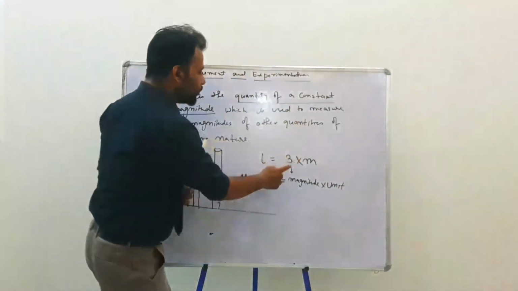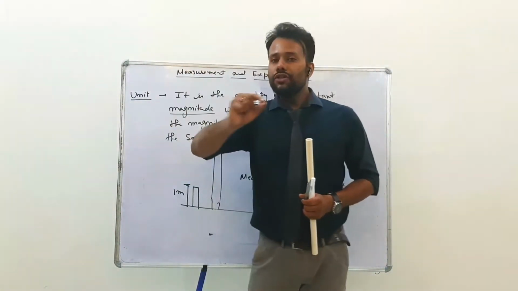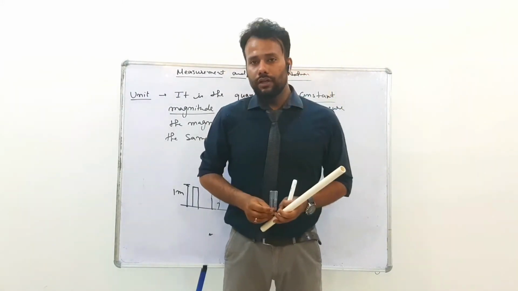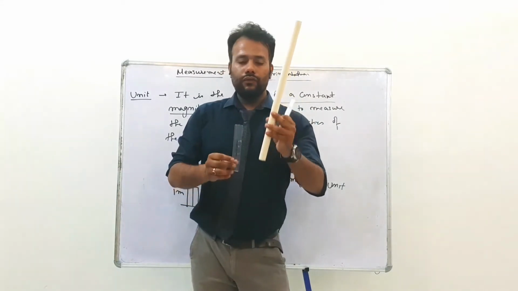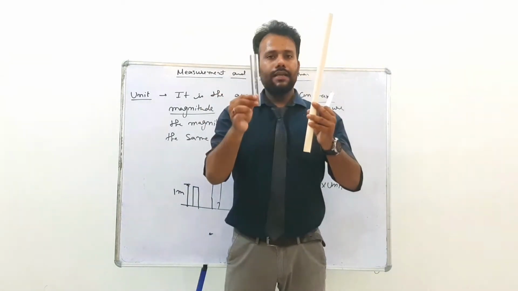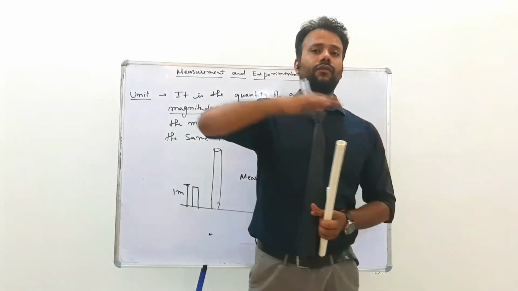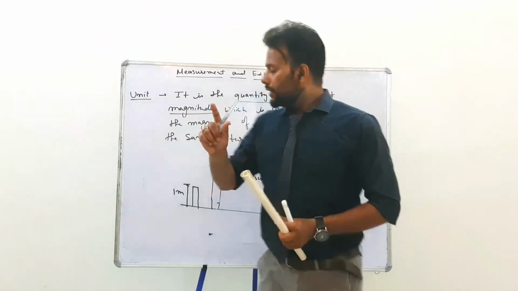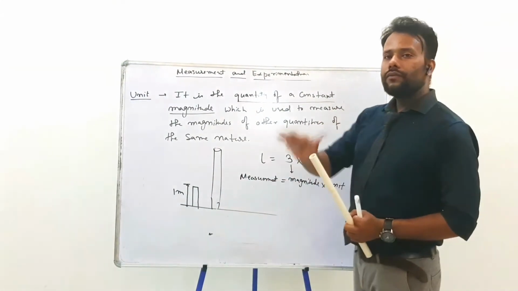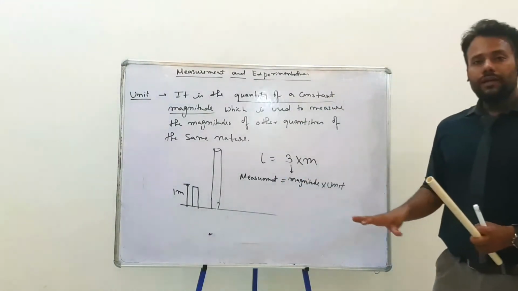So here the magnitude says how many times the quantity is of the given standard. Here the length of this pipe is 3 times the length of the standard scale, that is 3 meters. Suppose I have a pipe of, let's say, length 5 meters. That means the measurement will say 5 meters. That means how many times is it? 5 times the given standard quantity. So this is how the measurement takes place.